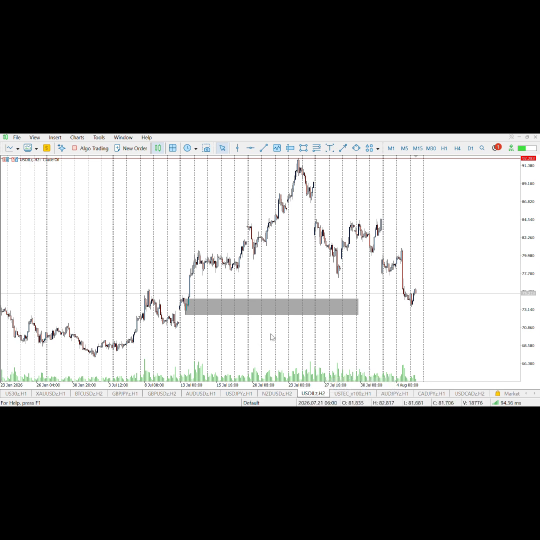Oh, this has already been mitigated immediately, but I didn't even know because I was focusing on gold. So here is the analysis I made last week. We have drop, base, rally, and after all these movements, it still came back here and touched our zone. How much time did it spend here? There is not much time.